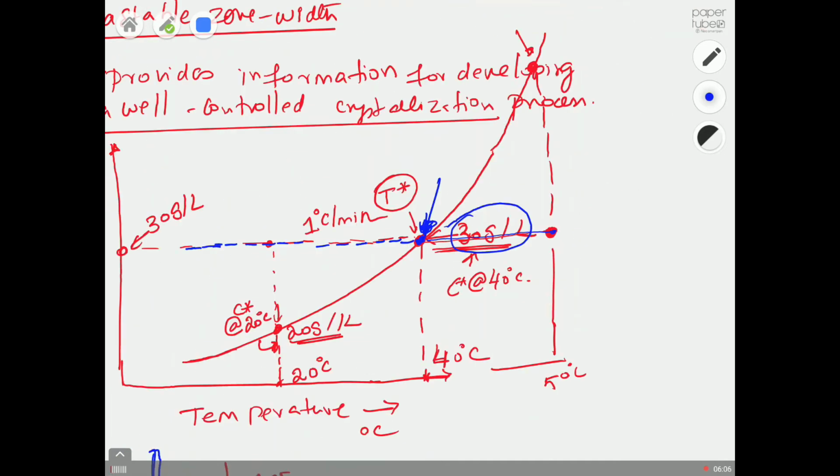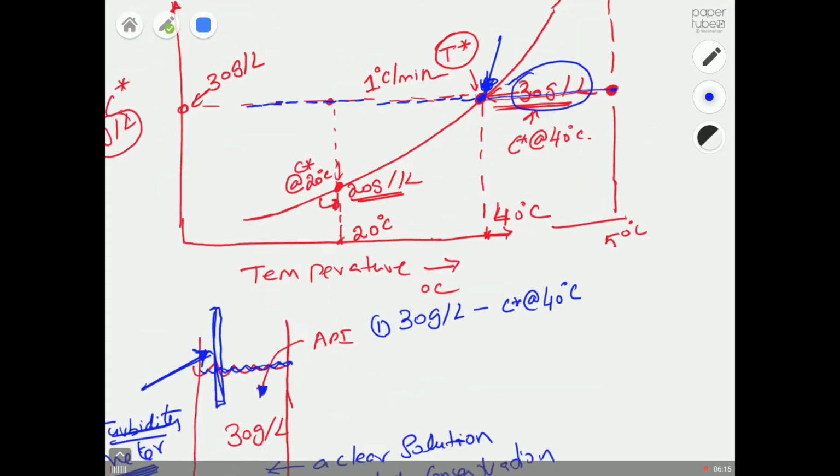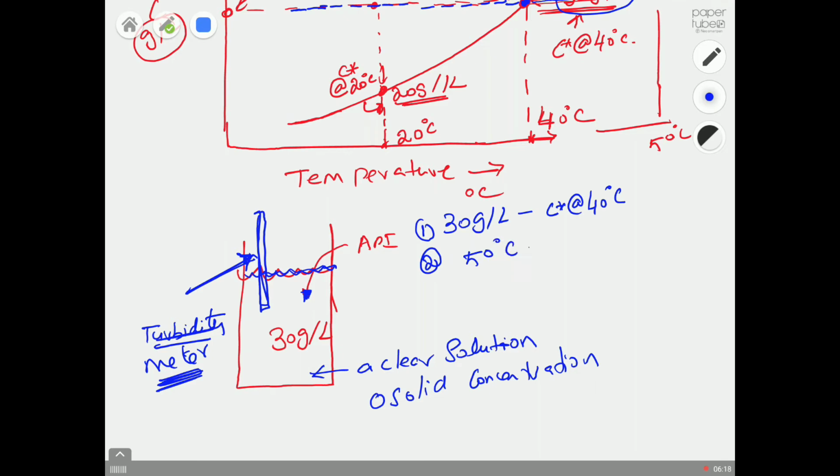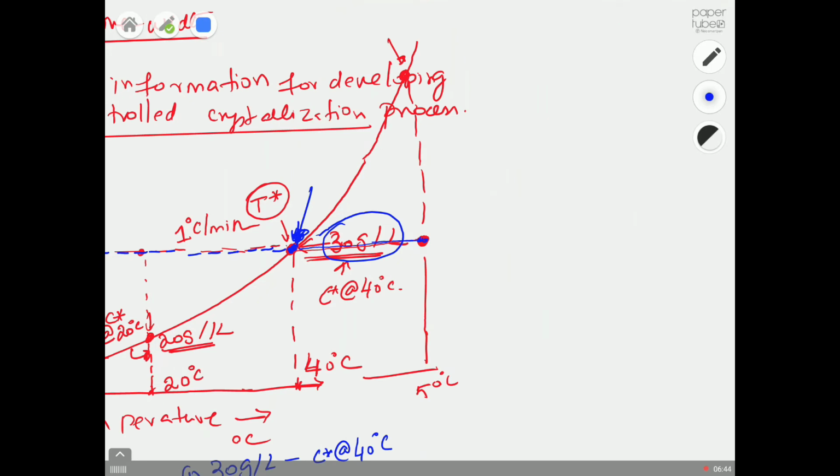So we added 30 grams per liter. This is your solubility concentration at 40 degrees centigrade, and then you heat the solution to 50 degrees centigrade. This will ensure complete dissolution. Just assume we have some agitation unit in the crystallizer, so that will help to mix things fast. So you heat it to 50 degrees centigrade. We can wait there for 45 minutes, just to make sure all these 30 grams per liter are completely dissolved in your solvent, and then you cool the solution back to 40 degrees centigrade.